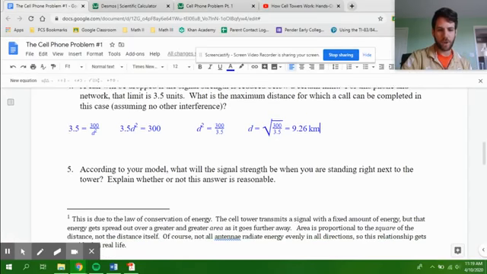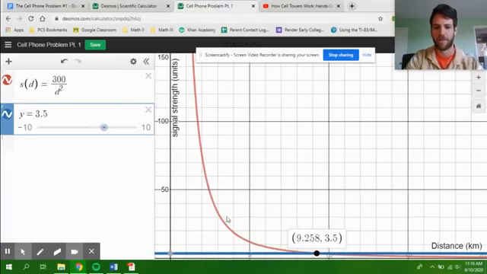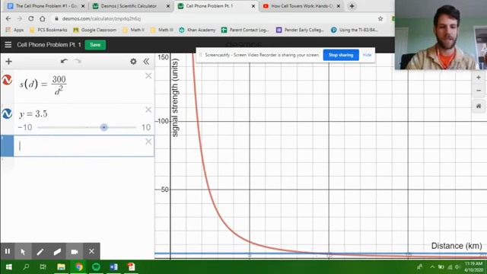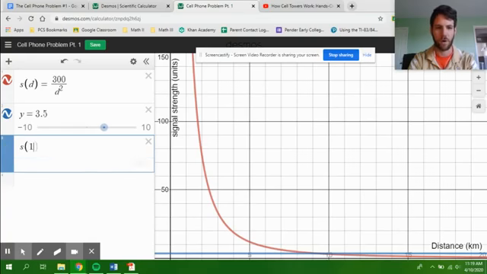Moving on to our last problem. According to your model, what will the signal strength be when you're staying right next to the tower? Explain whether or not this answer is reasonable. So if we look back at our graph, the signal strength would be really big if we were really close, really small kilometers. So if I entered into our function up there, if we did s of 1 kilometer, well, that means we have a signal strength of 300.